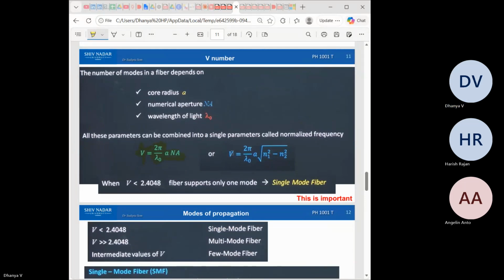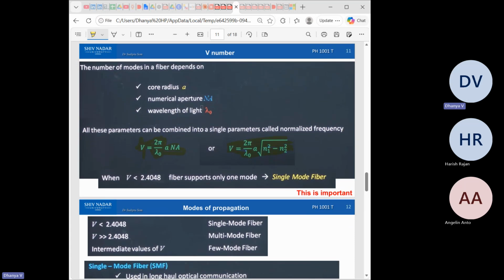Only these V number formulas are very essential, because with these two formulas you will have all of your manipulations. You manipulate these two formulas and you end up getting your answer. That's all. Your core radius is A. Your numerical aperture, NA, we already know; otherwise you know the formula to find NA also. The wavelength of the light is lambda naught. N1 is the refractive index of your core, and N2 is the refractive index of your cladding.